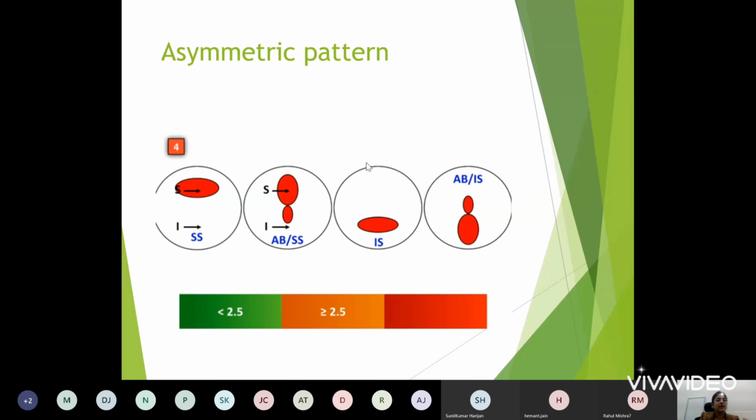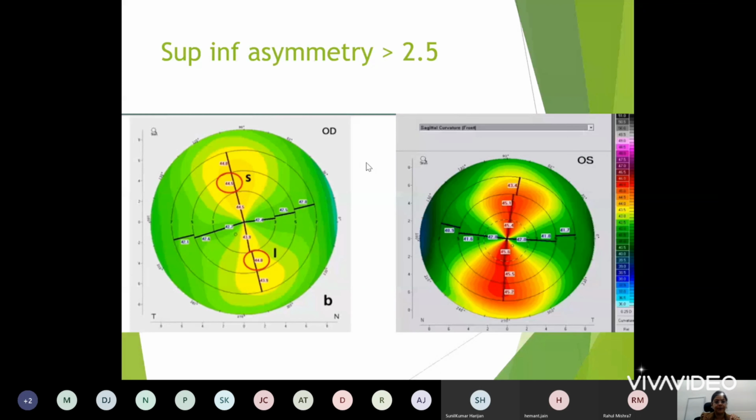Asymmetric pattern, if it is superior steep or asymmetric bow tie with superior steep or inferior steep, or it can be asymmetric bow tie with inferior steep. So as we can see on the left, it is symmetric bow tie. On the right, it is asymmetric bow tie. So in asymmetric bow tie, the difference between the two opposing points on the sagittal map at the vertical meridian is assessed.